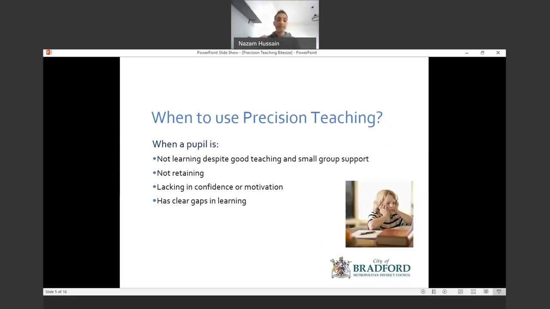It's when a student finds it really difficult to retain or remember information, or they might be lacking in confidence and motivation, particularly through past perception of failure, or where there are some real clear gaps in learning.